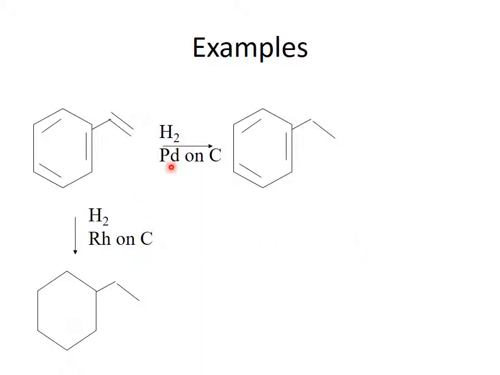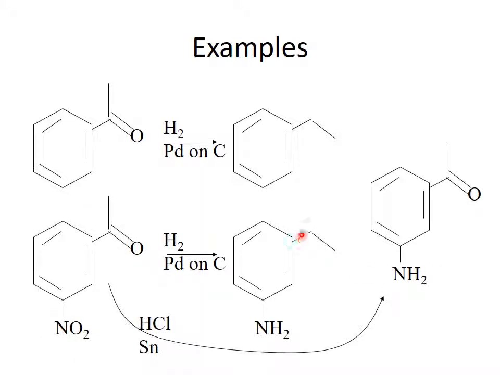Okay, here's some examples. If I use hydrogen over palladium, you're getting just reduction of the double bond. But if I use hydrogen over rhodium, not only do I reduce the double bond, but I reduce the benzene ring. Why? Because rhodium is a much stronger, more active catalyst than palladium.